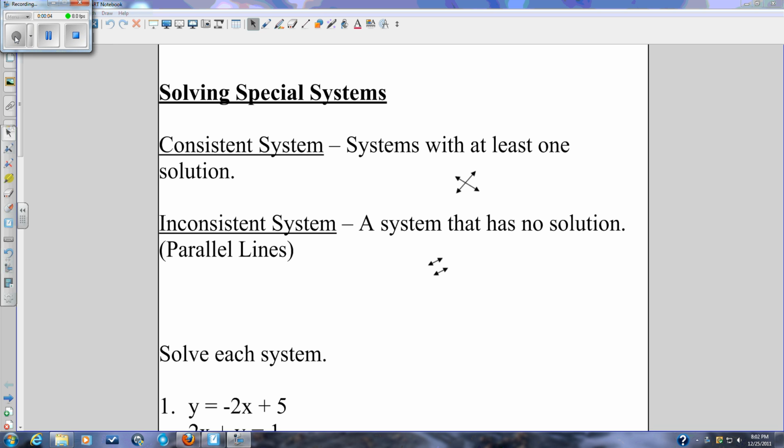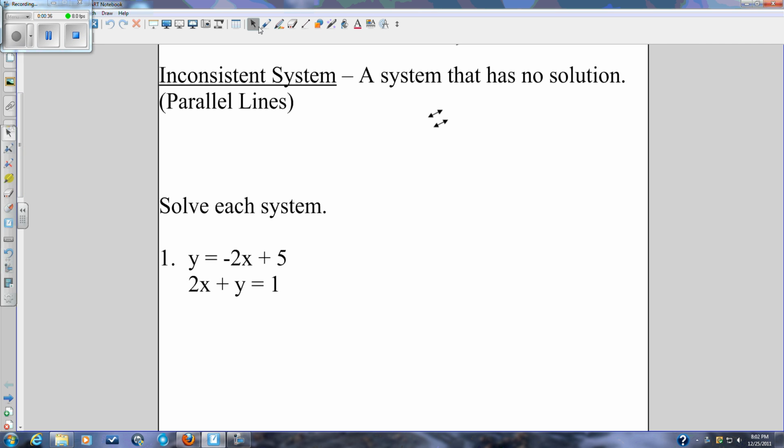Today we're going to talk about solving special systems. The first type of system we're going to be talking about is a consistent system, and these are the ones that we've been looking at over the past few classes. These are systems with at least one solution where, if you were to graph the system, the lines would meet, they would cross at some point. An inconsistent system is a system that has no solution, and these are parallel lines. And as we know, parallel lines never meet.